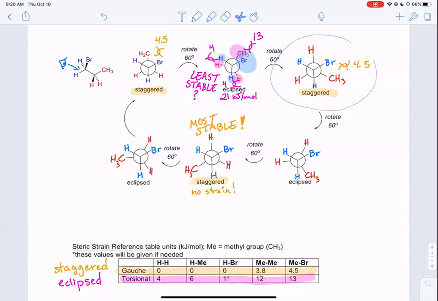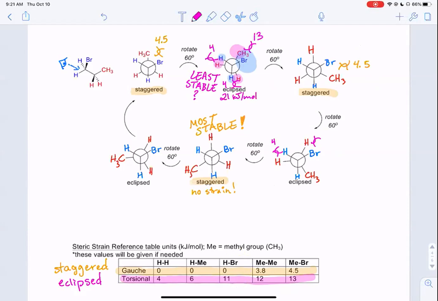So then we talked about how we had our staggered projection. We rotate again to get to our next eclipse. We have these guys bumping into each other for 4. We have a hydrogen and a bromine bumping into each other. We look down at our table and we see that's actually worth 11 kilojoules per mole.